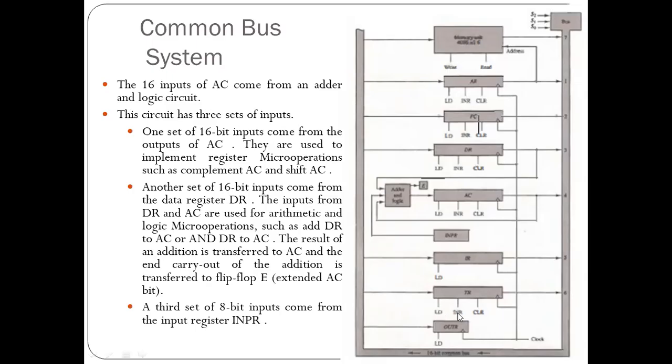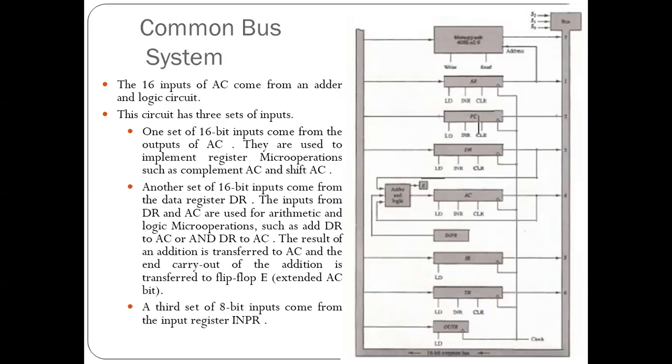which are LD meant for load, INR for increment, and CLR meant for clear. So these registers have 3 control inputs. This type of register we usually call a binary counter. By controlling the INR input, I can increment the data available in these registers. So I can say these are binary counters with parallel load.